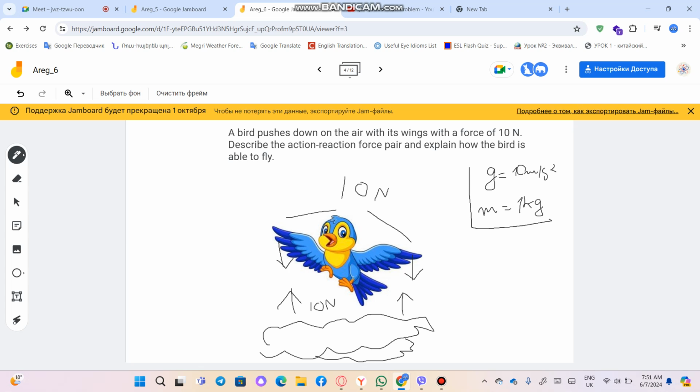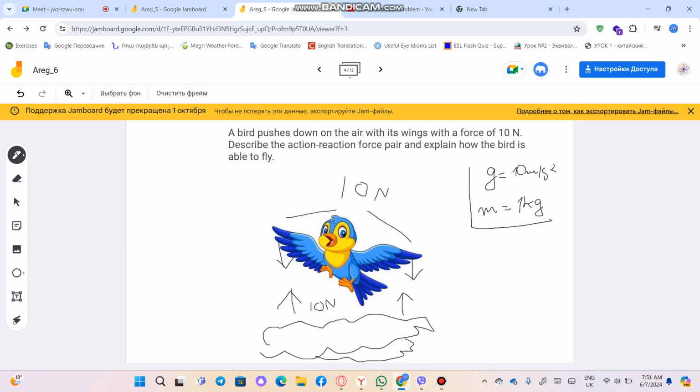Yes, please. Okay, now we saw that the information is not enough to say if the bird is ascending, descending, or hovering in its place. So we input this data now into our problem, and we are saying that g is 10 meters per second squared, and the mass of the bird is 1 kilogram. And we also know that the bird is exerting a force of 10 newtons downwards. So what can we say about the flight of the bird? Is it staying in its place or ascending, descending?